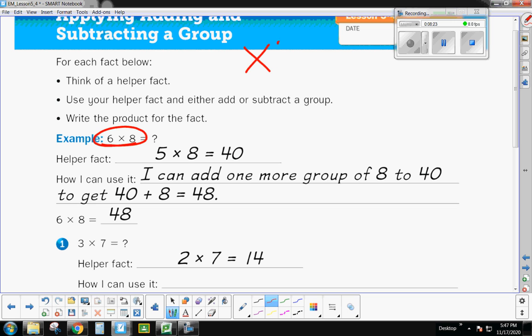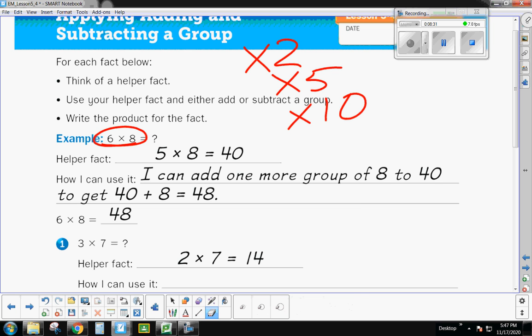Again, I'm looking for anything times 2, times 5, or times 10 is easy stuff, right? So what number is close to either 6 or 8? 5, right? So I'm going to change 6 times 8 to 5 times 8. 5 times 8 is 40. Now, what am I going to have to do to find the answer to 6 times 8? That's bigger than 5 times 8, right? So I know that I need to add one more group, and then this is where it gets tricky.